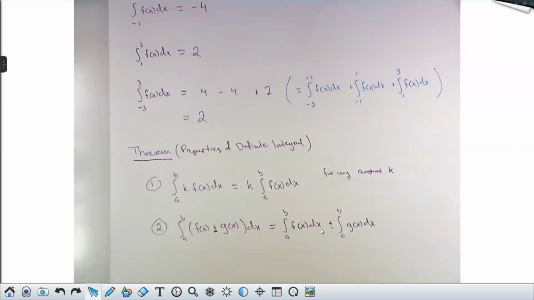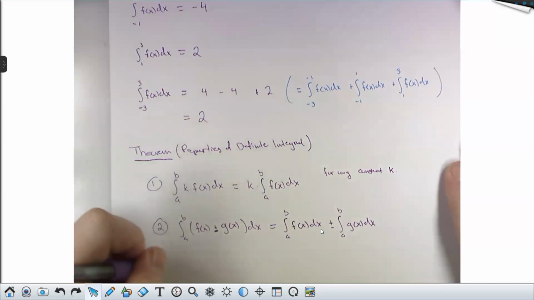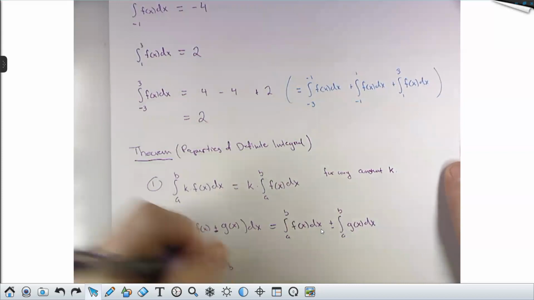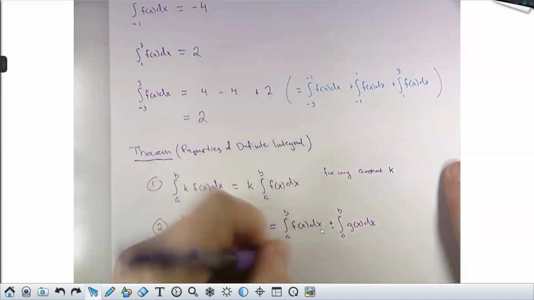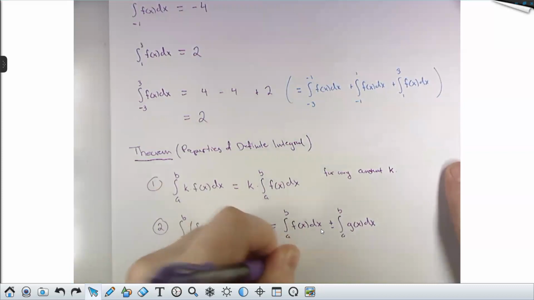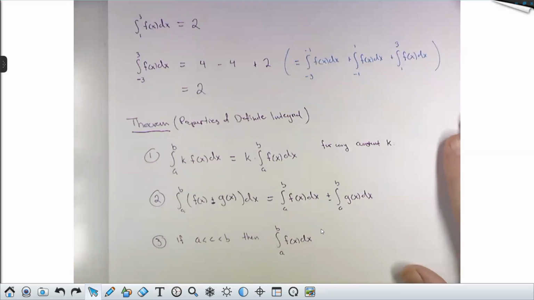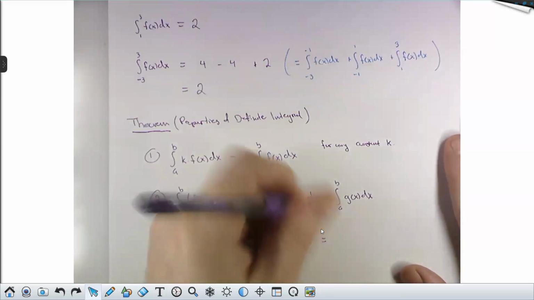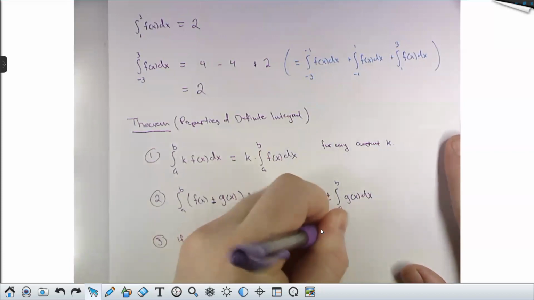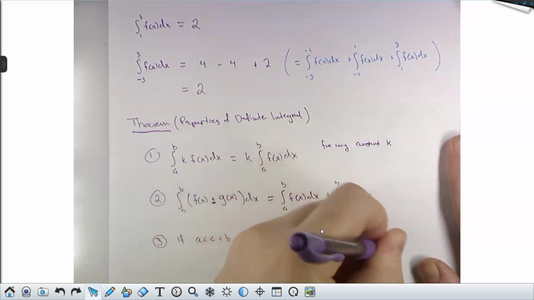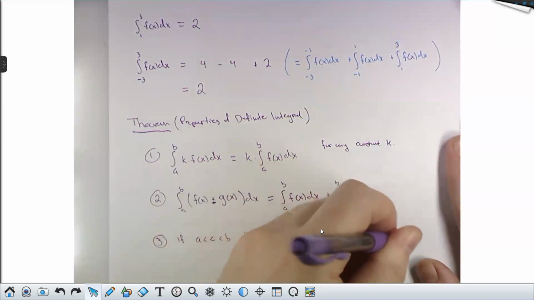The third one, though, this is fun. The third property that I want to show you is the one that's illustrated above, that if a is less than c is less than b, then the integral from a to b of f of x dx is equal to the integral from a to c of f of x dx plus the integral from c to b of f of x dx.